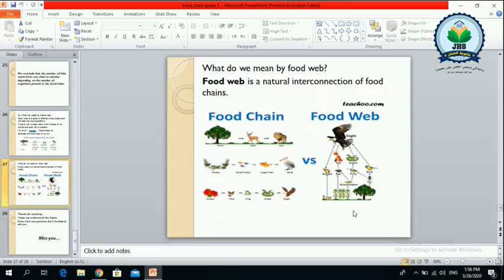Finally, what do we mean by food web? Or how can we distinguish a food chain from a food web? The food web is the natural interconnection of food chains. So, a food web is a group of many food chains interconnected together.